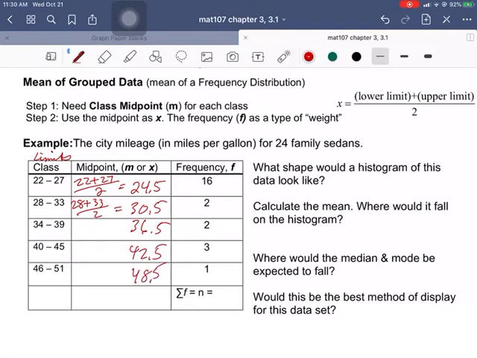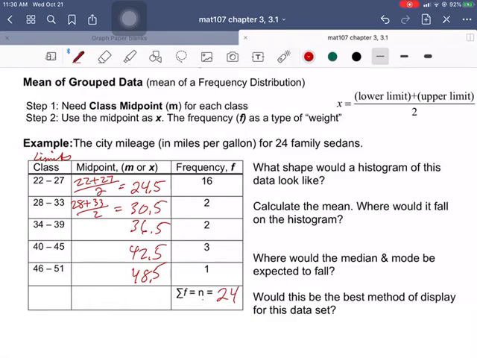36.5, 42.5, 48.5. And then these are the frequencies. You sum up the frequencies, you get sample size, which is represented by N. So it turns out there's 24. What is this again? This is city miles per gallon for 24 family sedans.